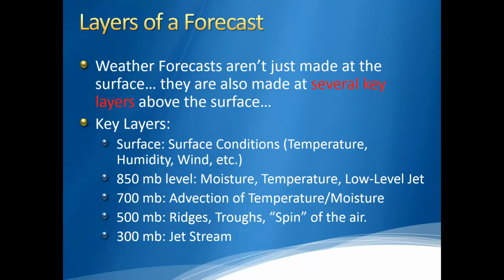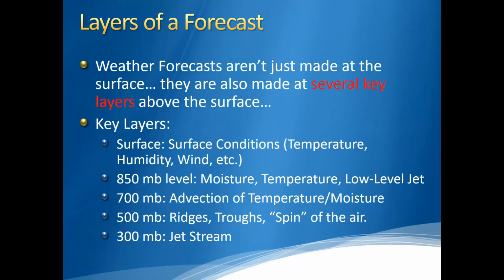Now, going into the ins and outs of how it behaves is a little beyond the scope of this class, but just know that we want to look at that level for the spin of the air. And then finally, at the 300 millibar level, now we're looking at just the large-scale jet stream itself.